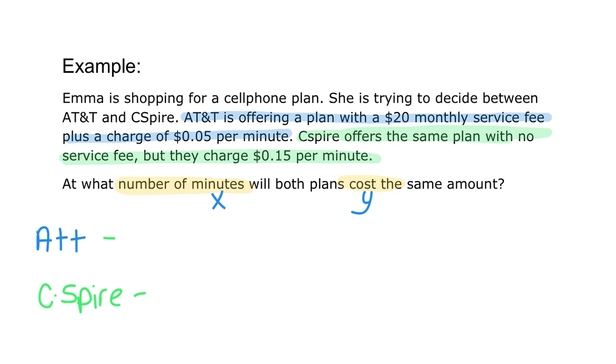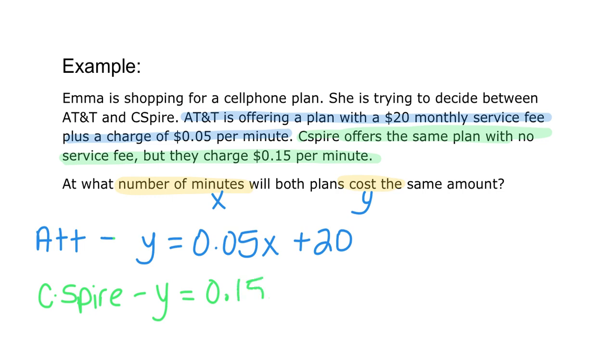So for AT&T, the cost of that plan is going to be equal to the slope, mx plus b, remember, 0.05x plus a $20 service fee. Now, to go with C Spire, they charge no service fee, but they charge 15 cents per minute. So my total there will equal 0.15x plus nothing. I don't have to have a plus b or an initial value here because there is no initial amount for that.